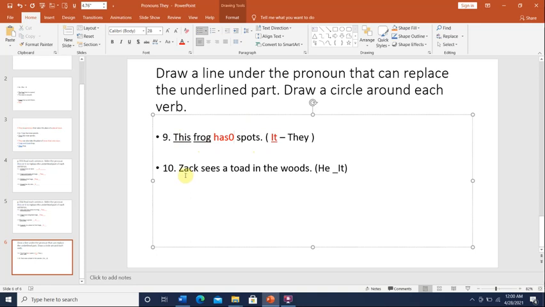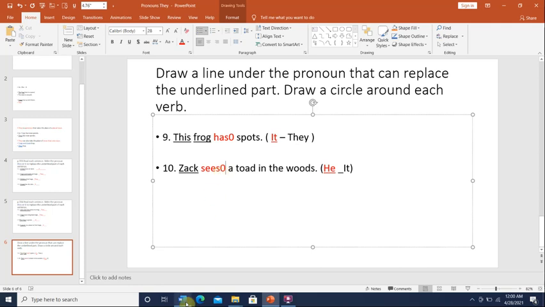Number 10. Zach sees a toad in the woods. Zach. What pronoun can I use to replace Zach? Zach is a boy, so I will replace him with he. And what is the verb? The verb is sees. Zach sees a toad in the woods, and I will circle sees because that's the verb.